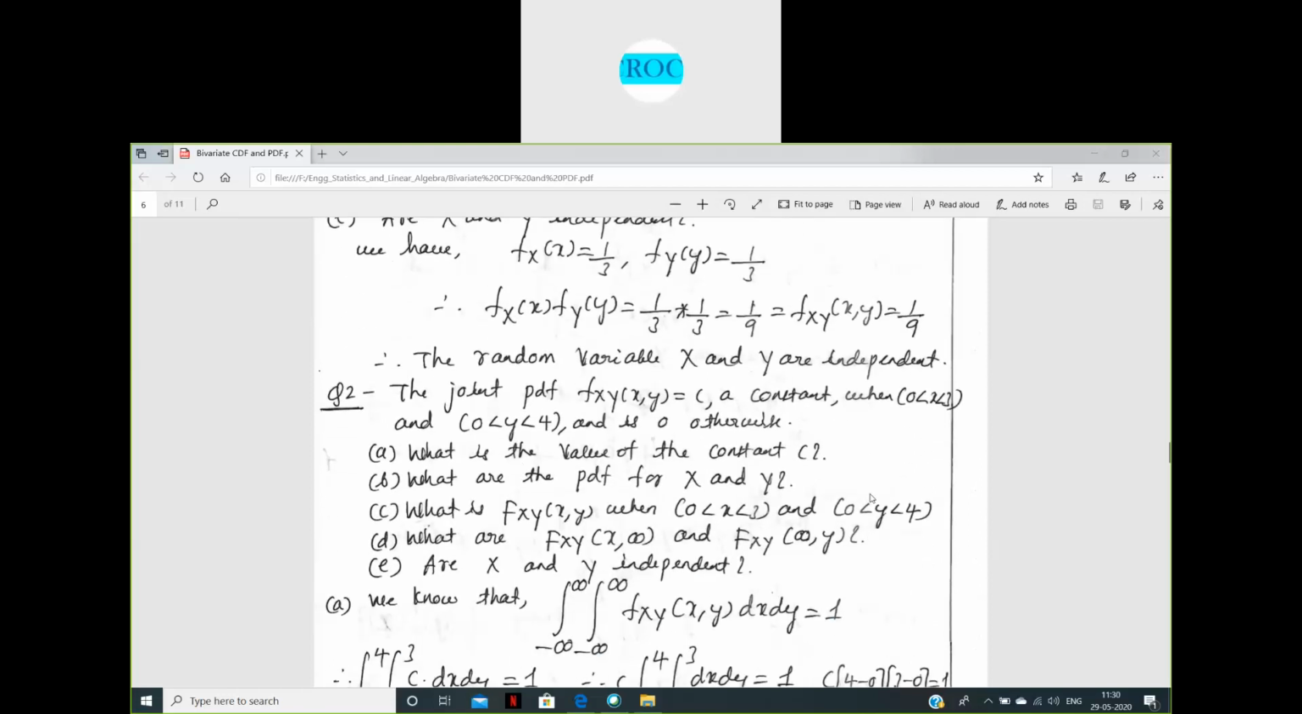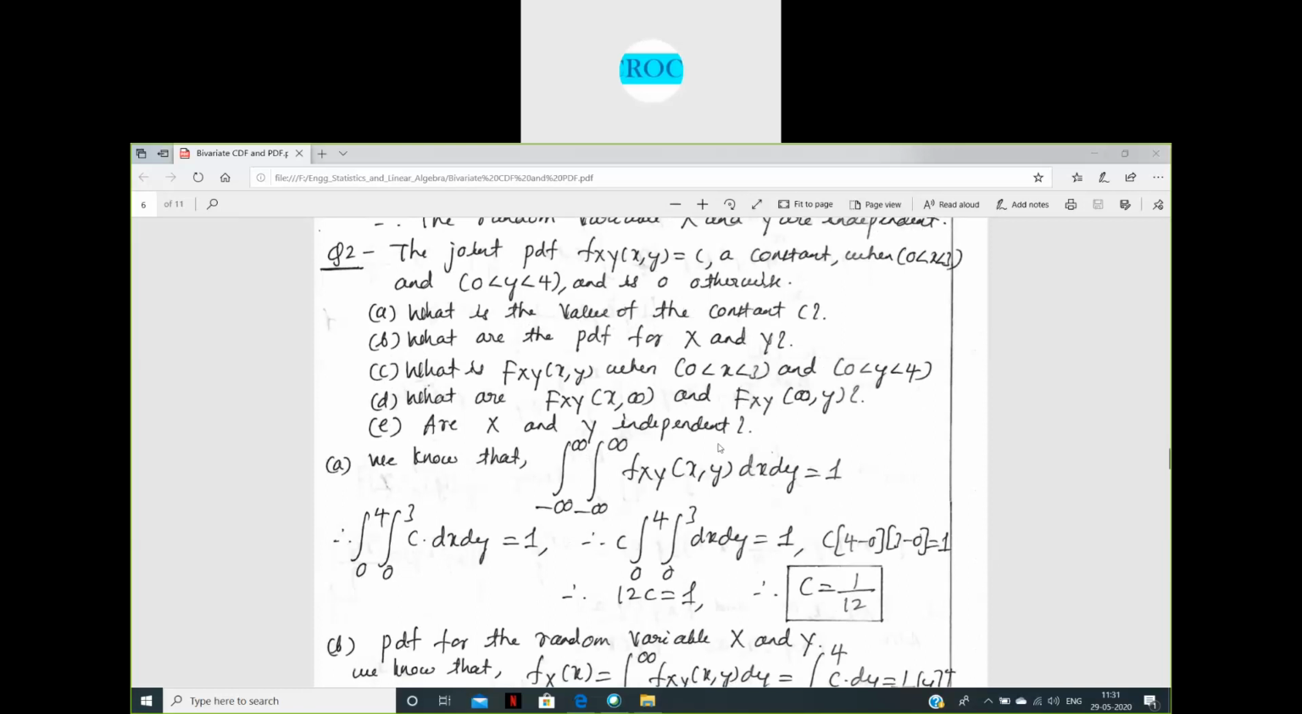Second problem: the joint PDF fXY(x, y) is equal to c, a constant, when 0 < x < 3 and 0 < y < 4, and is 0 otherwise. A, what is the value of the constant c? B, what are the PDFs for X and Y? C, what is FXY(x, y) when x is less than 3 and y is less than 4? D, what are FXY(x, infinity) and FXY(infinity, y)? And E, you need to say whether the random variables X and Y are independent.